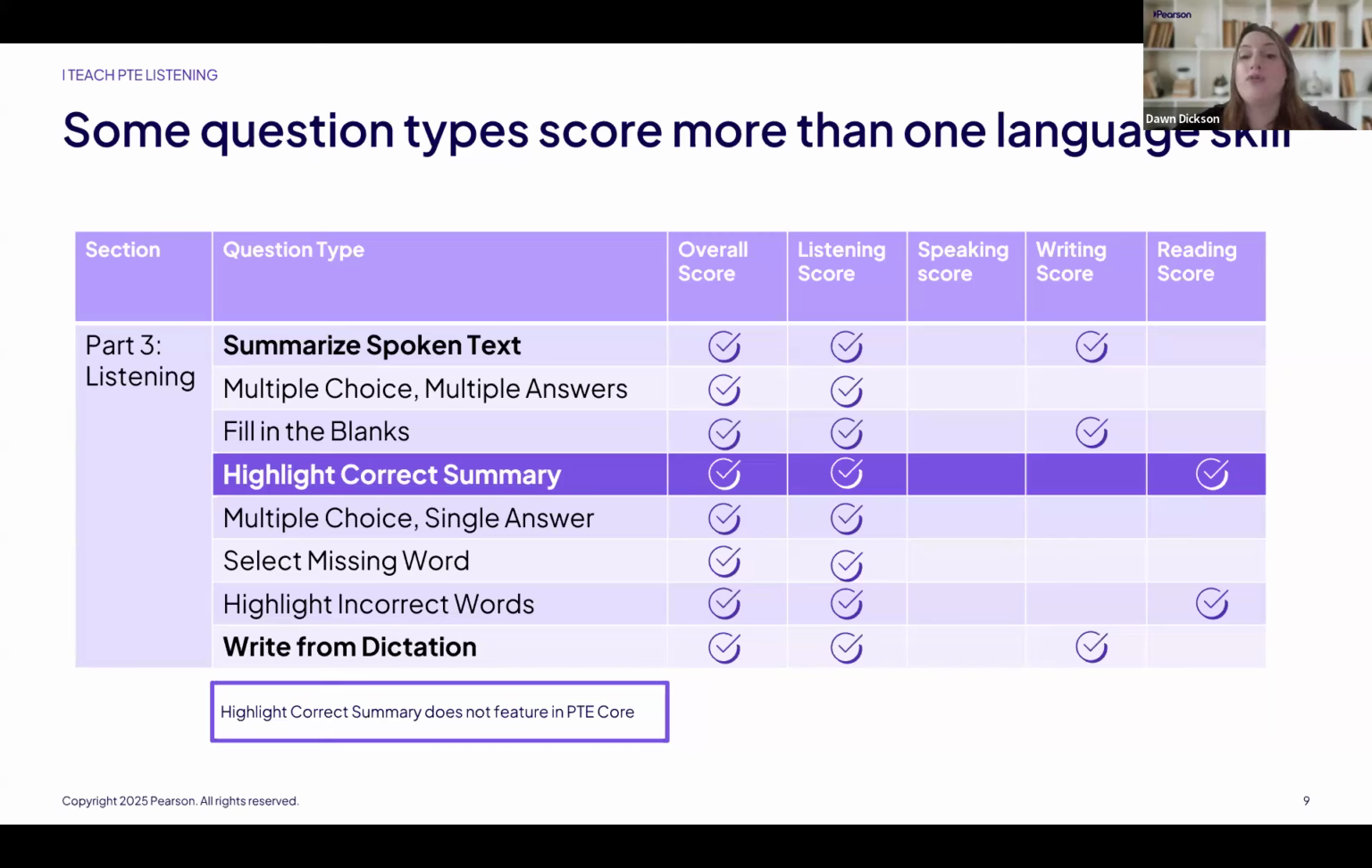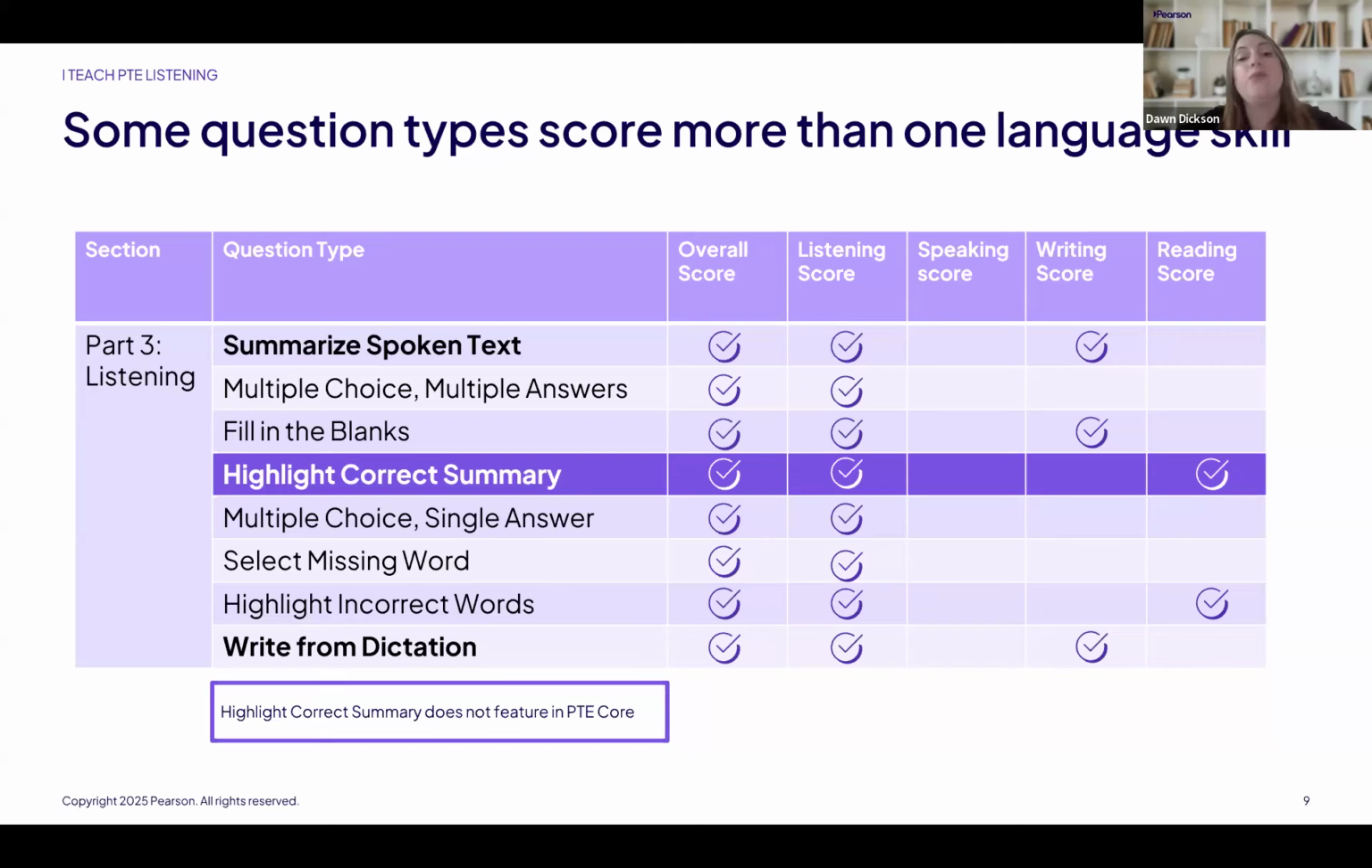And this is an example of this. So you can see, for example, part 3, as I mentioned, is the listening part. You can see for summarized spoken text, which is highlighted in bold, that students are scored both on listening, but they're also scored on writing as well. Likewise, for fill in the blanks, you can see that they are scored on listening and writing again.